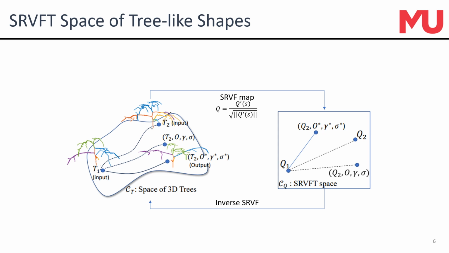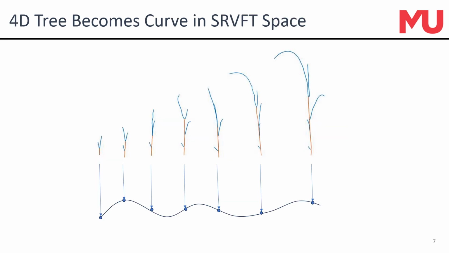So we map all the trees in SRVF space where linear distance can measure the nonlinearity. After that, every 3D tree of a growing 4D shape becomes a point of a trajectory, and analyzing 4D tree shapes becomes a problem of analyzing curves in the high dimensional space.